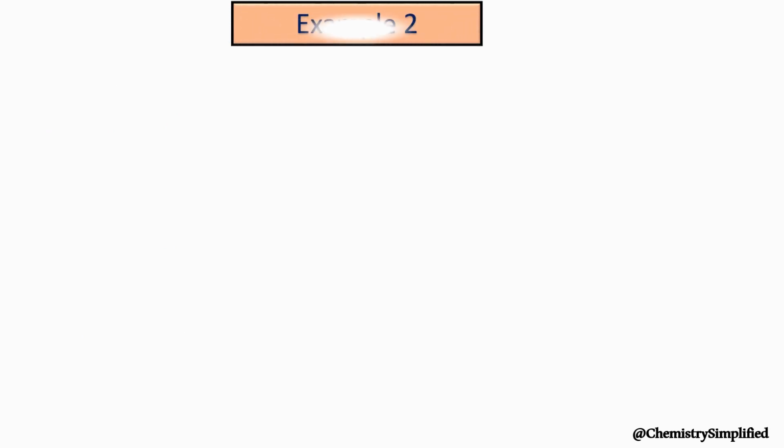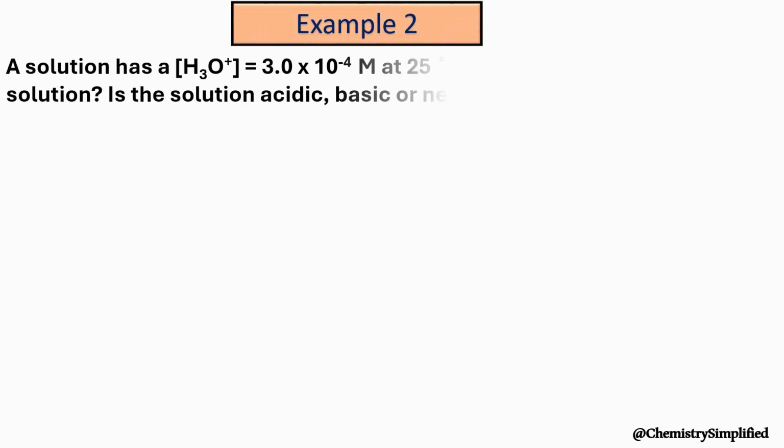Let's look at example number 2. A solution has a hydronium ion concentration of 3.0 times 10 to the negative 4 molar at 25 degrees Celsius. What is the hydroxide ion concentration of the solution? Is the solution acidic, basic, or neutral?